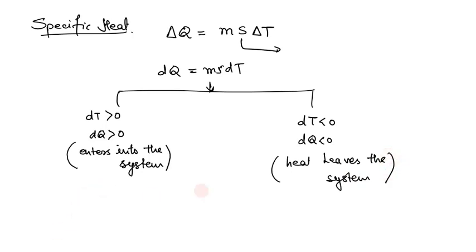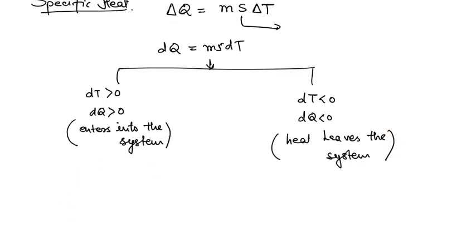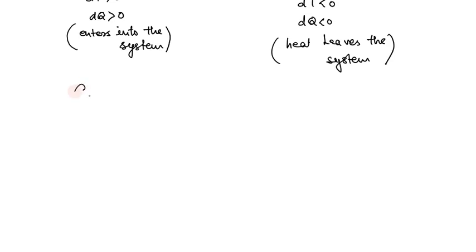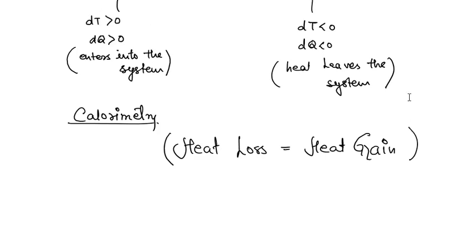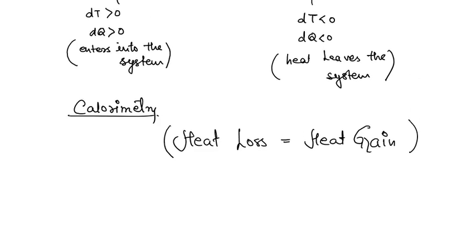And there is a very well predefined principle that is called calorimetry, which states that for a given system the heat loss is always equal to the heat gain. So we will be using this formula while we are solving the entropy and all these types of problems. So the heat loss is equal to the heat gain of the system.